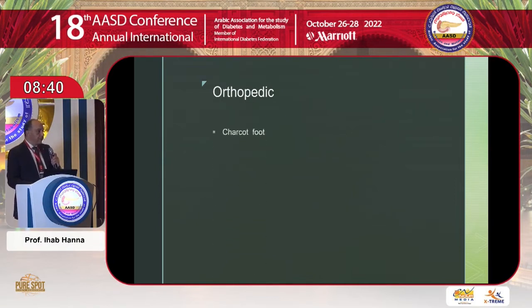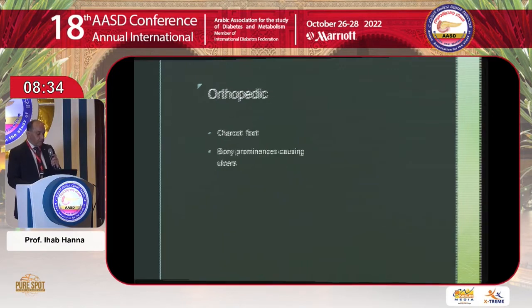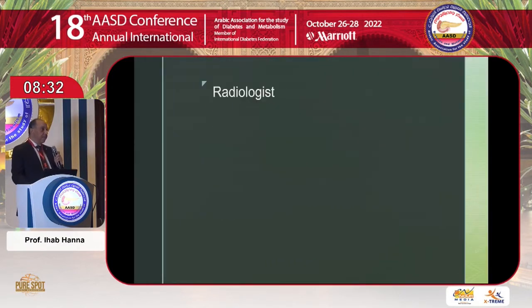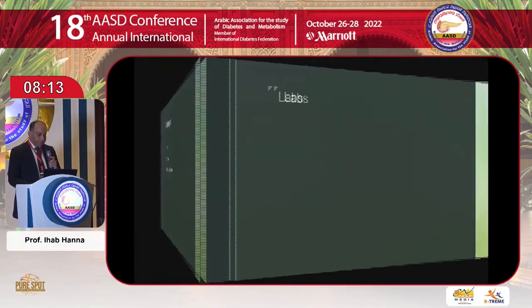Orthopedics is of paramount importance because some of these diabetic patients develop diabetic Charcot foot, with bony prominence causing these ulcers. They decide the plan of the bone management. And of course, we cannot go without a radiologist, who is going to tackle by plain X-ray, by CT scan, and by MRI to detect early bone marrow edema as a signature sign for the development of early Charcot foot.